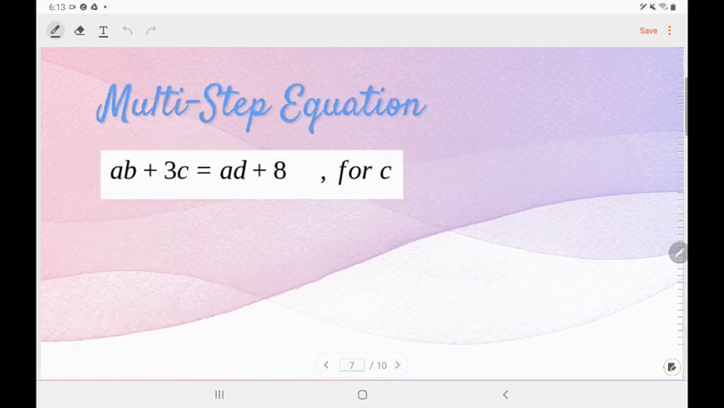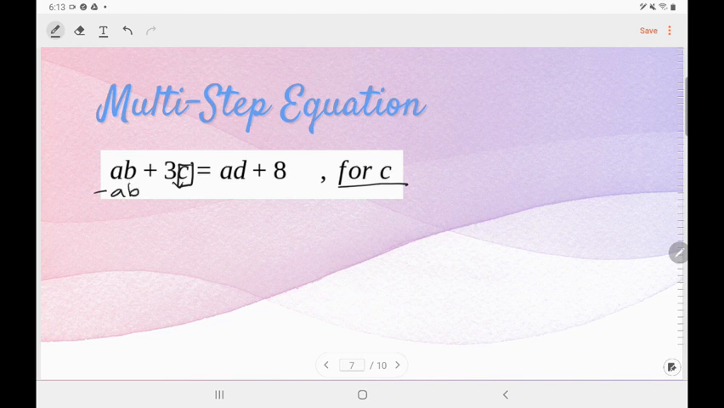One more. On this last one, I'm going to solve for c. So I'm solving for c. That means I need to get rid of ab, and I need to get rid of 3, because 3 is its coefficient. I'm going to keep it there until the end. ab is being added, so I'm going to subtract AB.